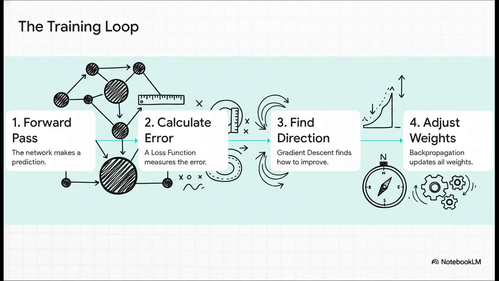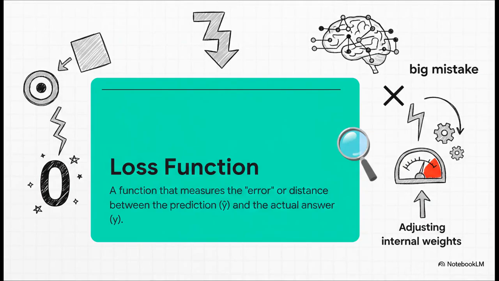It's a constant, never-ending cycle. You make a guess, you measure how wrong that guess was, you figure out which direction would have made the guess better, and then you make a tiny, tiny adjustment to every single weight in the network to nudge it in that right direction. The loss function is basically the network's guide.